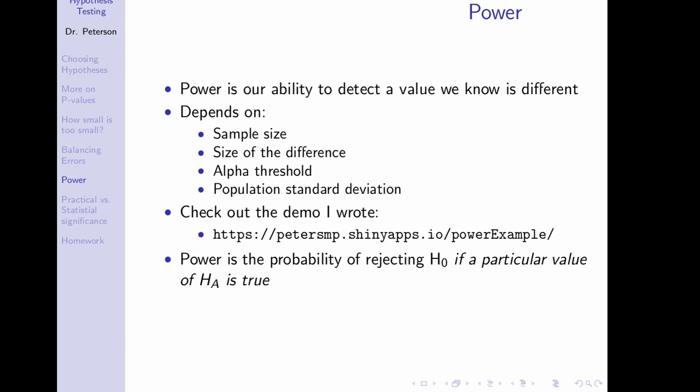Power is the probability of rejecting our null hypothesis if a particular value of the alternative hypothesis is true. You'll notice this is starting to sound a lot more like Bayesian analysis, and it gets us a little bit close. However, calculation of power is beyond the scope of this course. I don't want you to worry about doing this. I just want you to know that this idea exists and have some idea how to do it.